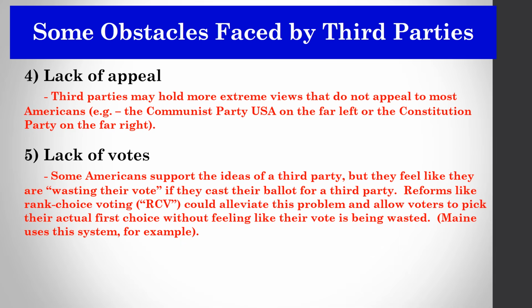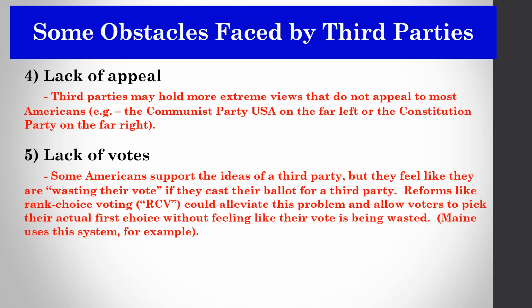But now, what we could do, and what some states like Maine are doing, is using what's called a ranked choice voting system. In that case, let's say you really like the Libertarian candidate, or you really like the Green Party candidate or Socialist candidate. You could still vote for them, and you would vote them as your number one choice for that office.